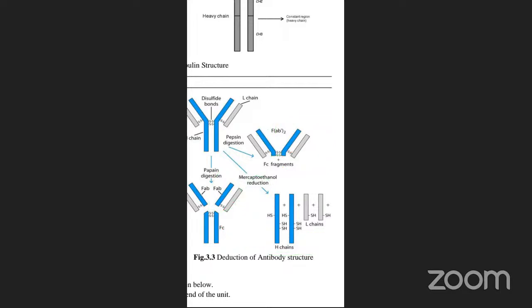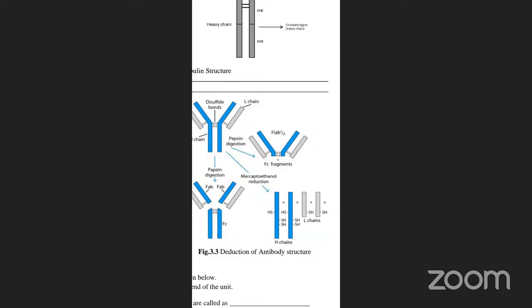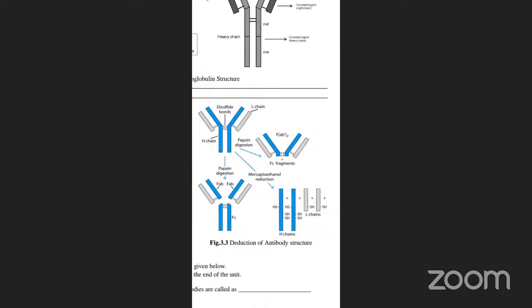Yes, ma'am. So the FAB portion will remain intact and the FC portion will be detached, no? No, with the mercaptoethanol, the heavy chains get separated. There is no FAB or FC now. So only two heavy chains and two light chains are there in the antibody, no? Yes, ma'am. So I will repeat once again.